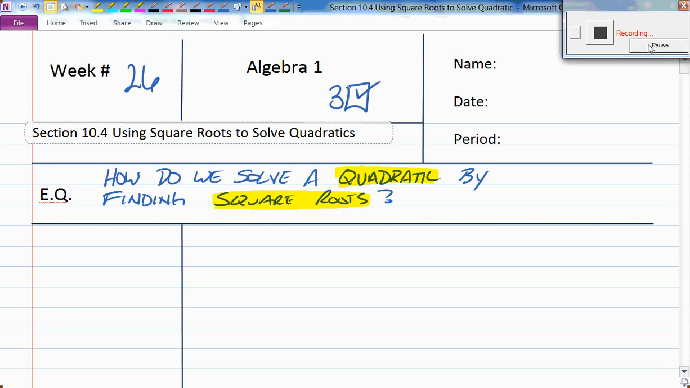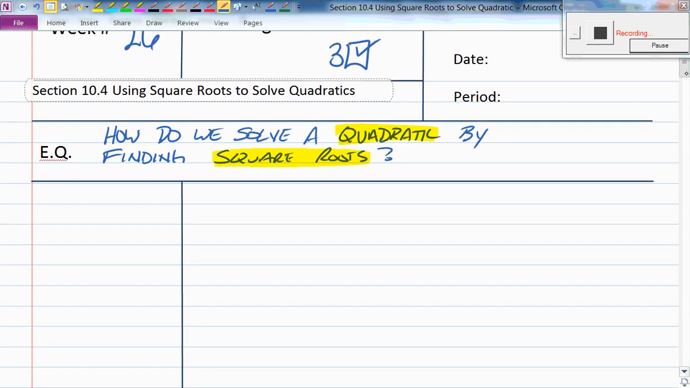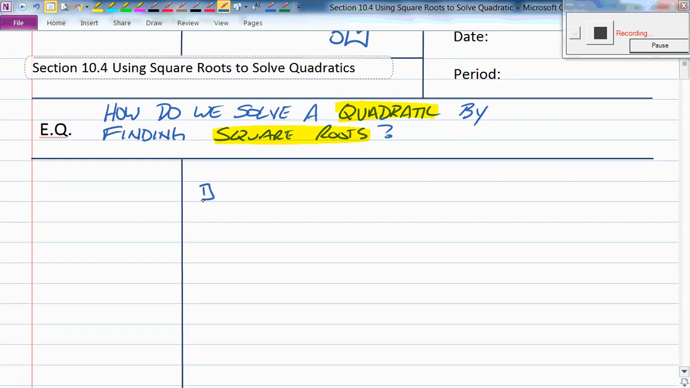All right. So we're talking about the square roots. We already practiced with finding perfect squares, so we'll just jump right into one here. We're going to solve this together. We're going to solve the quadratic.